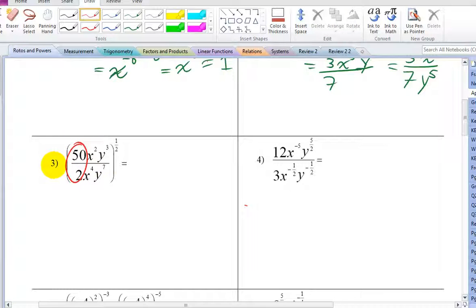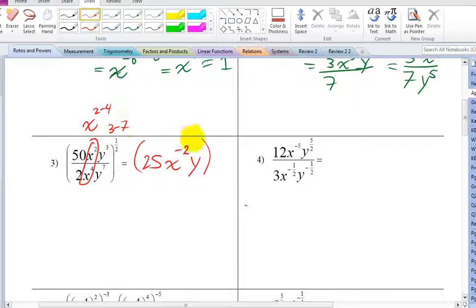Okay. Let's simplify first. 50 divided by 2, what is that? 25. 25, and there's an exponent 1/2 on the outside. That's easy stuff. Okay, next. What about the x? What do you do when you divide the same bases? Good, so 2 minus 4, negative 2. What's the exponent on the y? 3 minus 7, negative 4. All to the exponent 1/2.